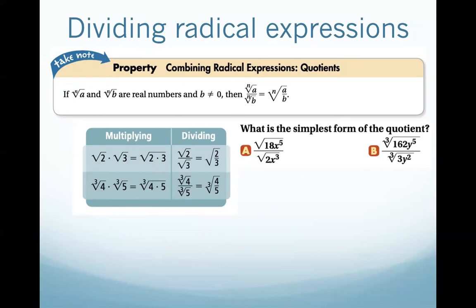So in example A, they do indeed have the same index, 2 and 2. And so I can rewrite this as the square root of 18x to the 5th divided by 2x cubed. And then we can simplify. 18 divided by 2 is 9. X to the 5th divided by x cubed. If I have x to the 5th divided by x cubed, that's 5 x's divided by 3 x's, which reduce. The shortcut for that is that I subtract the exponents, so I get x squared.